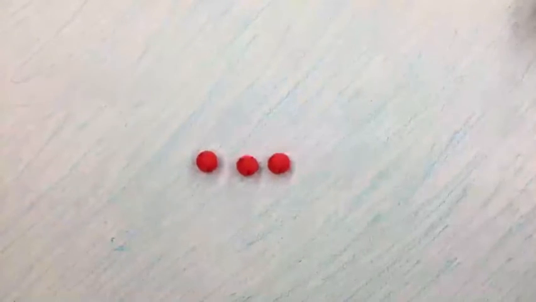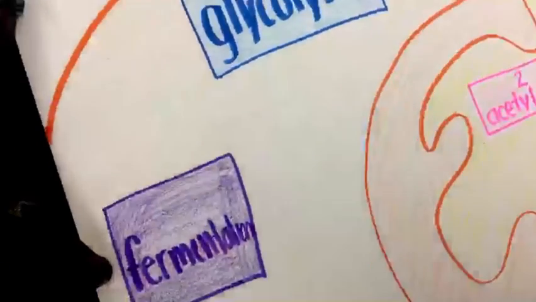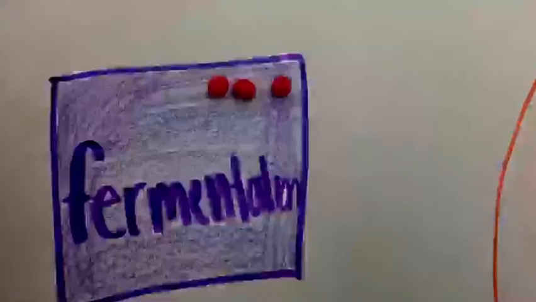After glycolysis, the pyruvate can be used either in cellular respiration or in fermentation. We follow this pyruvate onto the aerobic process of cellular respiration.